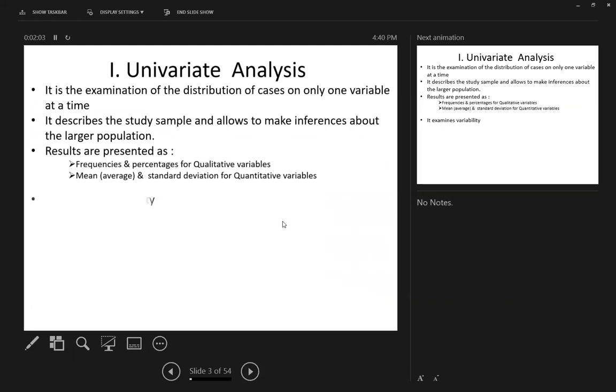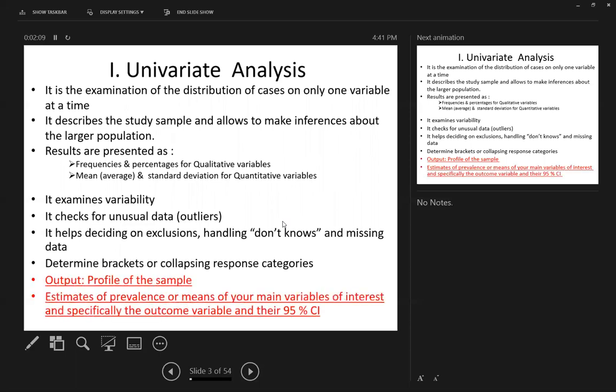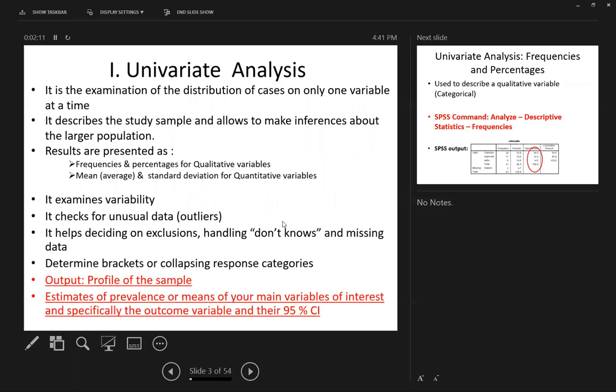So if we're talking about the univariate analysis, it means that we are dealing with one variable at a time, and the analysis of one variable at a time allows us to describe who's in the sample and to make inference about a larger population. We can represent the result by proportion or mean, depending on the nature of the variable. But it allows us also to look at every variable, whether we have enough observation, enough data in different categories.